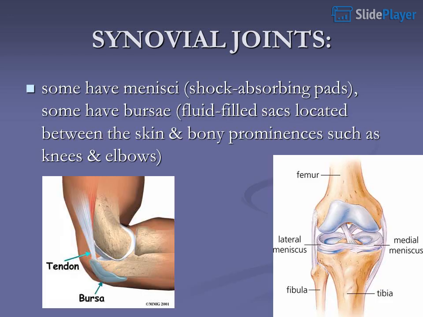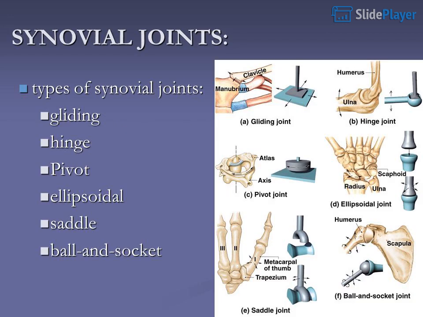Synovial joints. Some have menisci, shock-absorbing pads, some have bursae, fluid-filled sacs located between the skin and bony prominences such as knees and elbows. Types of synovial joints: gliding, hinge, pivot, ellipsoidal, saddle, ball and socket.